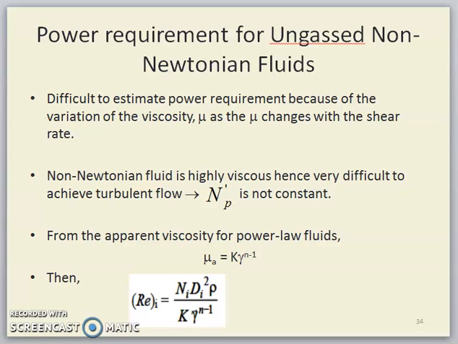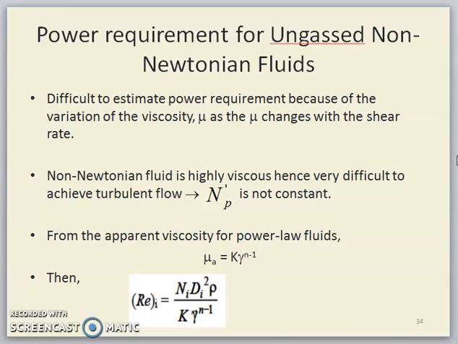Power requirement for ungassed non-Newtonian fluids. It's difficult to estimate the requirement because of the variation in the viscosity mu, as the mu changes with the shear rate. The non-Newtonian fluid is highly viscous, hence it's very difficult to achieve turbulent flow. So the power number is not constant.